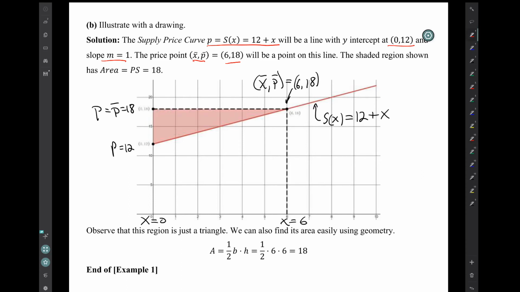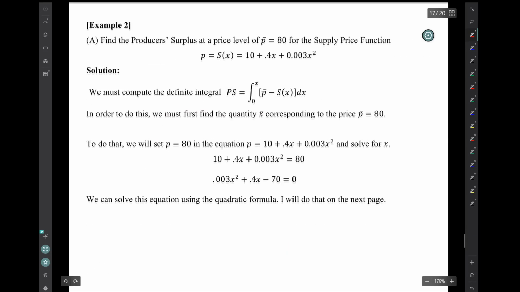Now that region is just a triangle. We can also just find its area using geometry. When we do, we get the area of 18, which is what we found before for the producer's surplus. That's the end of that example. Let's do one more example.